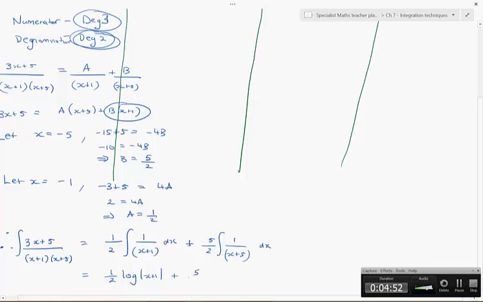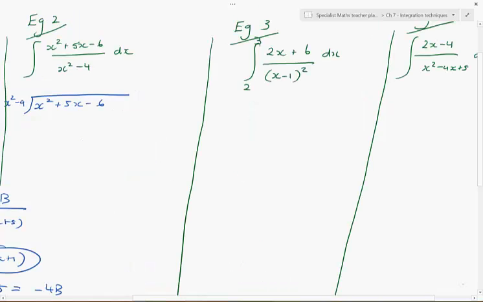Plus 5 over 2 log to the base e of x plus 5. And of course, plus c would be an antiderivative. Are we okay with that? Is that what we got? Good. All right, I'm just going to pause this.